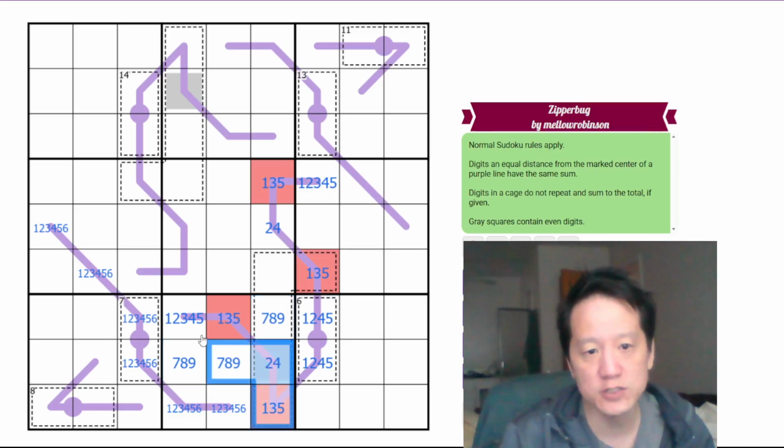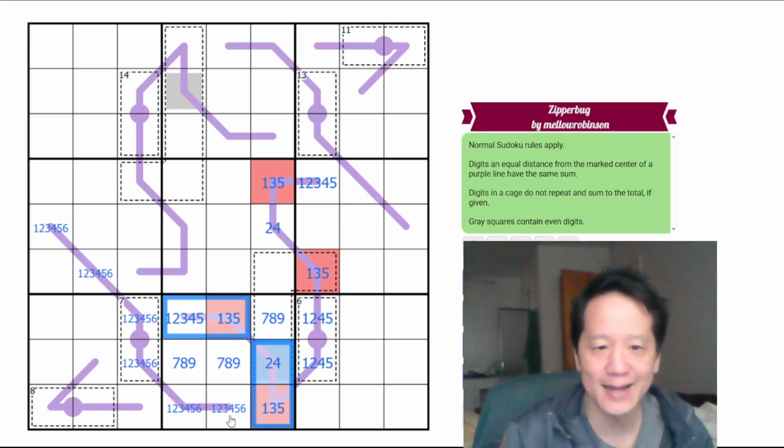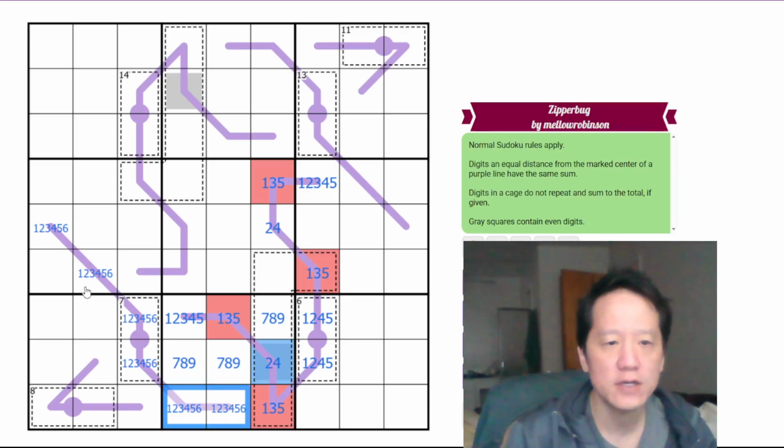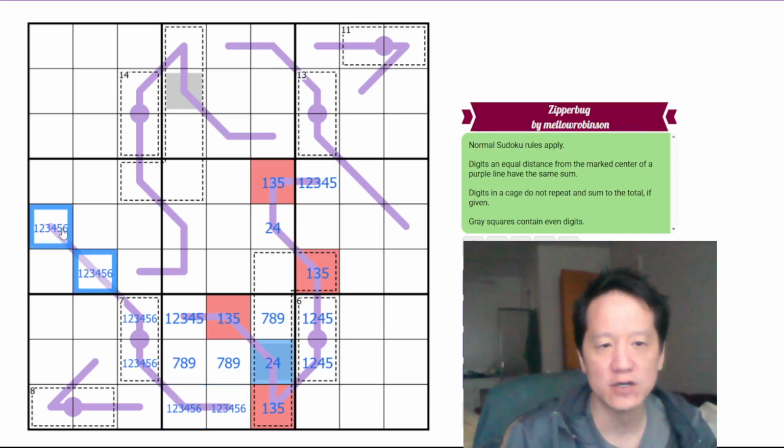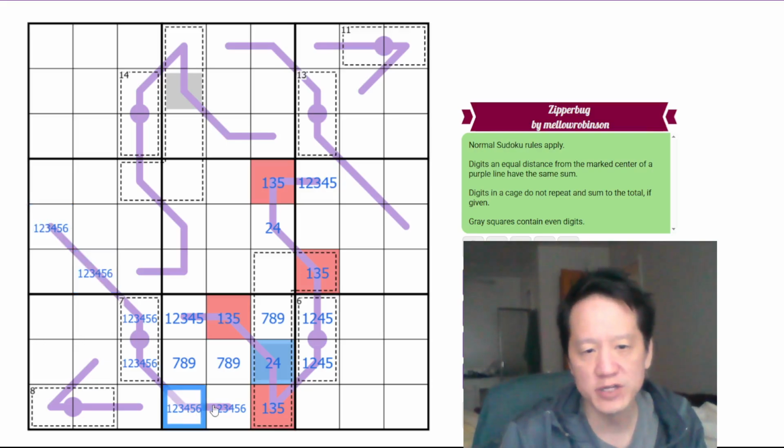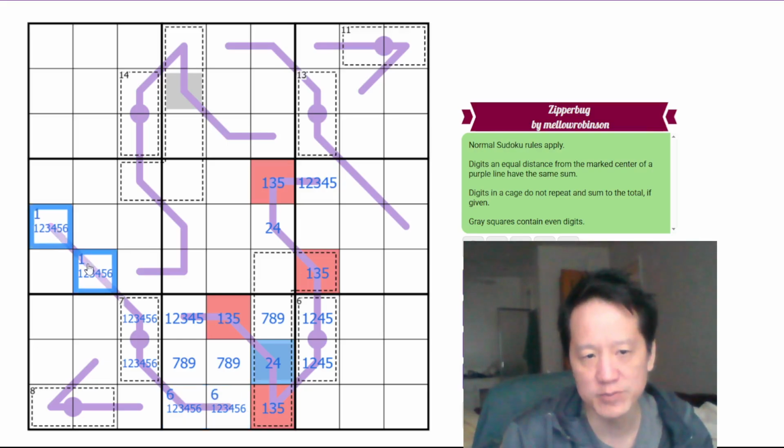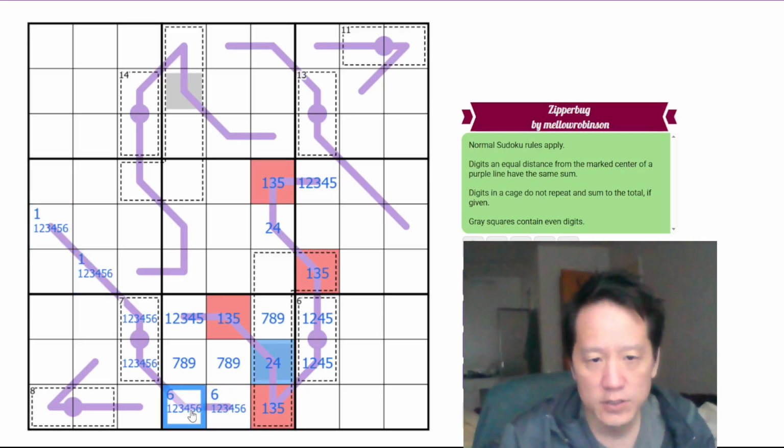Also, in this box, where is the 6? It has to be one of these two cells. Well, in the corresponding cell in the zipper line, there has to be a corresponding 1. So because there's a 6 in one of these, there has to be a 1 in one of these to add up to 7, right? So this is 6. This must be a corresponding 1.